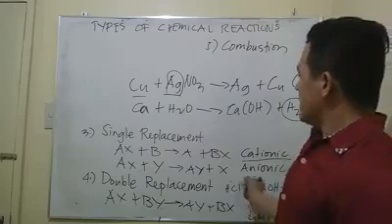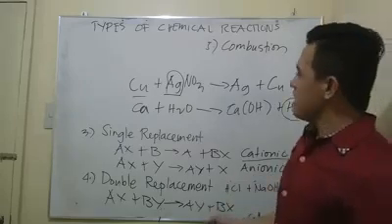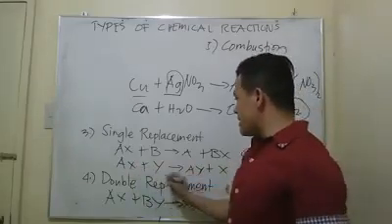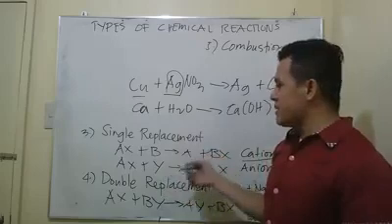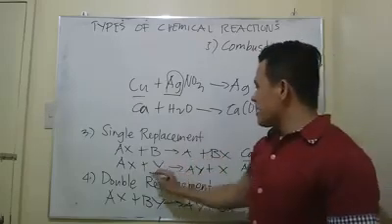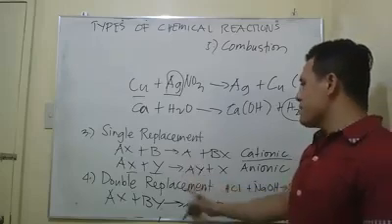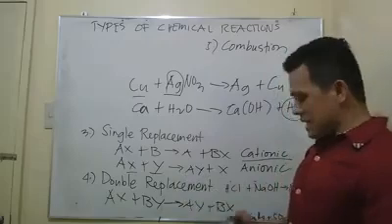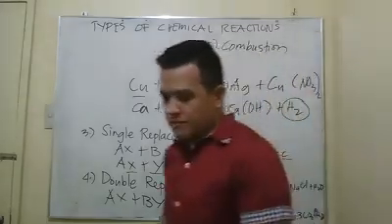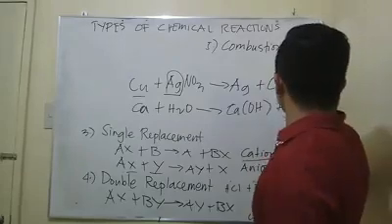Next one, we have the anionic reaction. Anionic means the anion replaces another anion. Again, it doesn't matter which comes first, the element or the compound. X is being replaced by Y. As you can see here in our model reaction, AX plus Y is equal to AY plus X. So an anion replaces another anion. We have here an example.